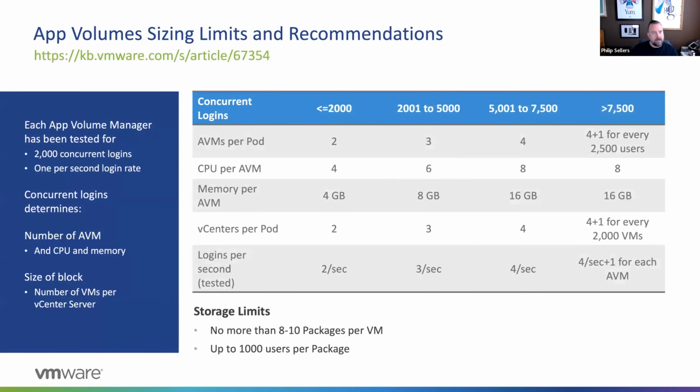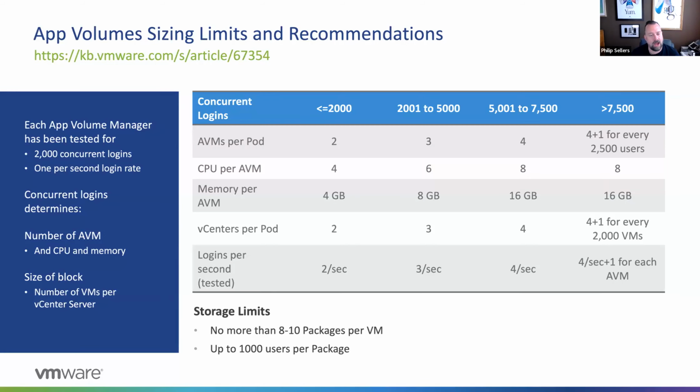So let's talk a little bit about some sizing limits and recommendations. Based on the number of concurrent logons is where you will size and create your architecture and design. Each App Volume Manager has been tested for 2,000 concurrent logins, at a rate of 1 per second. The number of concurrent logins determines the number of App Volume Managers and the size of CPU and memory for the App Volume Manager. It also determines the size of the block, the number of VMs per vCenter server.